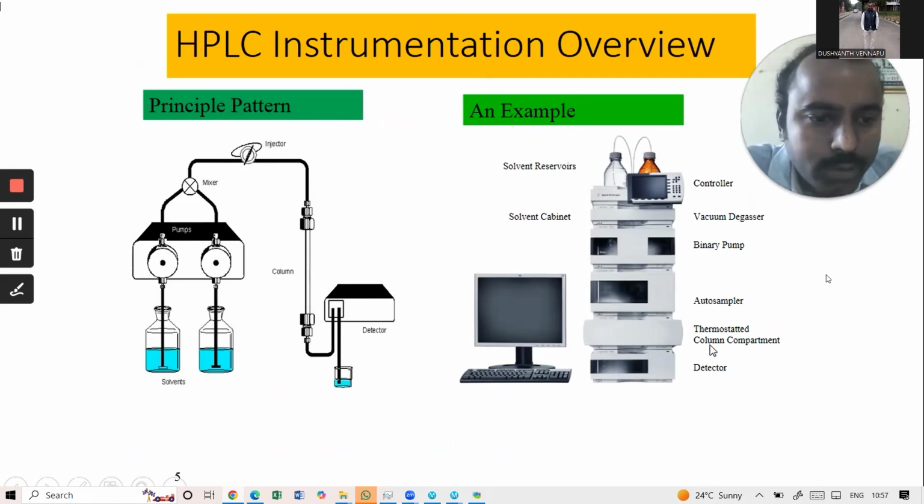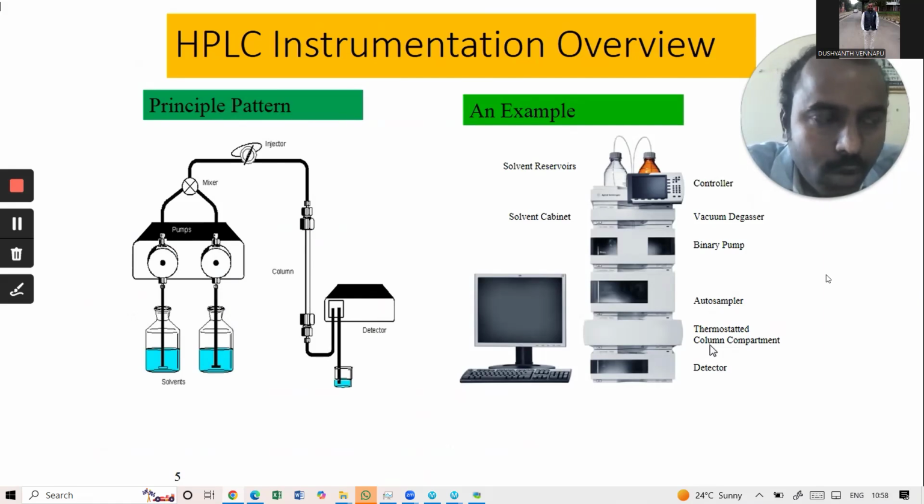What does it mean? Suppose you elute without heating the column, you are not getting proper elution. You may get tailing or fronting in your chromatographic peaks. To avoid that, we have the provision of a column oven. However, the temperature of the column oven cannot be increased more than 80 degrees centigrade. So maximum up to 80 degrees centigrade you can use your column oven.